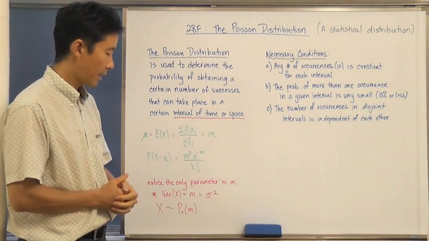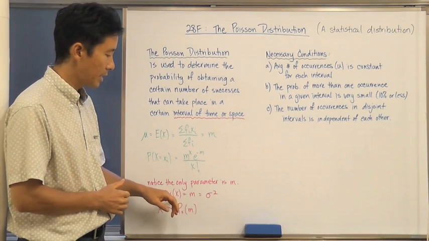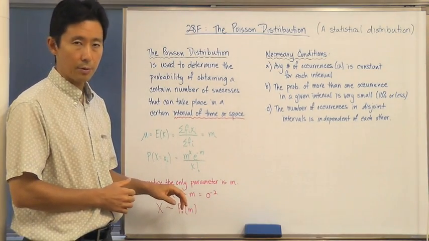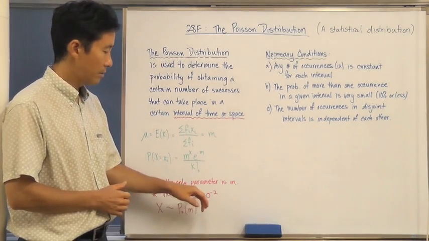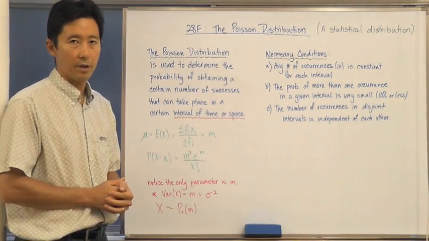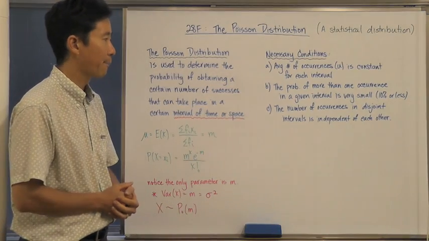So another interesting fact that we'll take a look at a little bit more in depth in class is that the variance of x, if the distribution is Poisson, is also going to be equal to m, which of course is going to be equal to the standard deviation squared. And the shorthand notation of that is going to be this here.